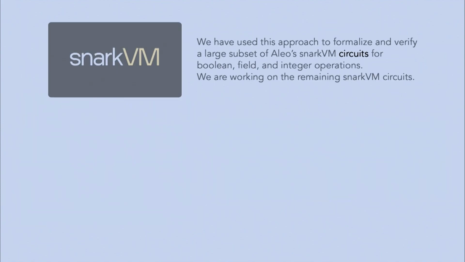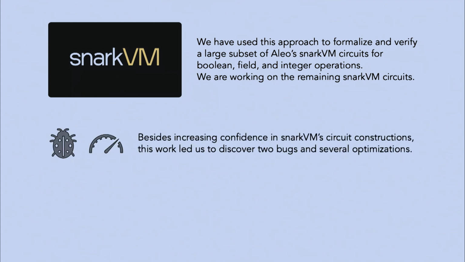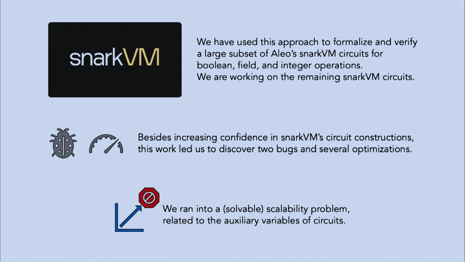So we have used this approach to verify many of the circuits in our SnarkVM library, the constructions. It's ongoing work, and we've obviously increased confidence in the correctness of the constructions, but we also found in the process a couple of bugs and some optimizations. Some optimizations were fairly significant, resulting in saving about an order of magnitude of variables and/or constraints. We ran into a solvable scalability issue, which I will describe next, along with the solution.